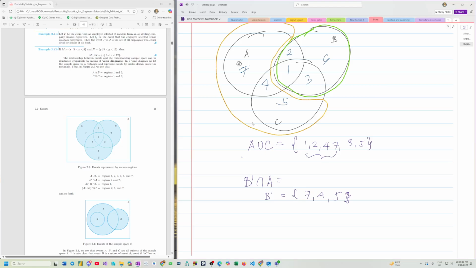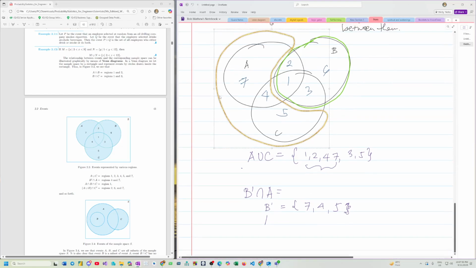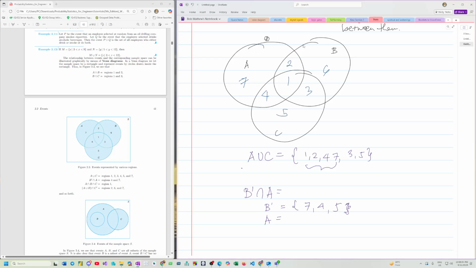7, 4, 5. Tapos, lista mo kung ano naman yung A. So, we have A, which is what? Which is this one. Yan. We have what? 7. What is 7? 7, 4, 1, tsaka 2.